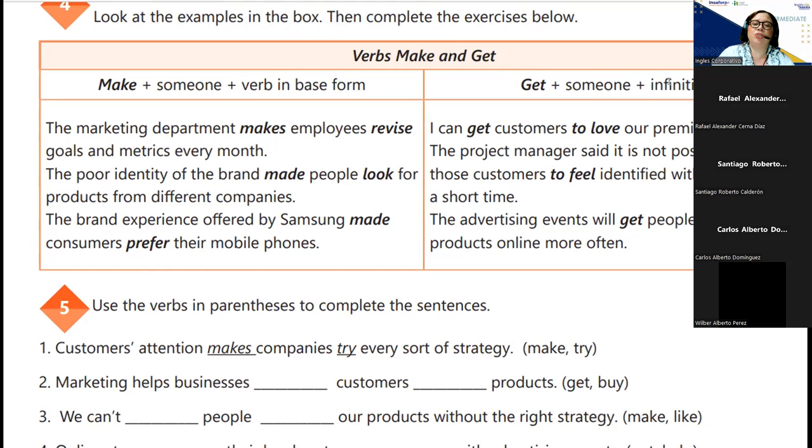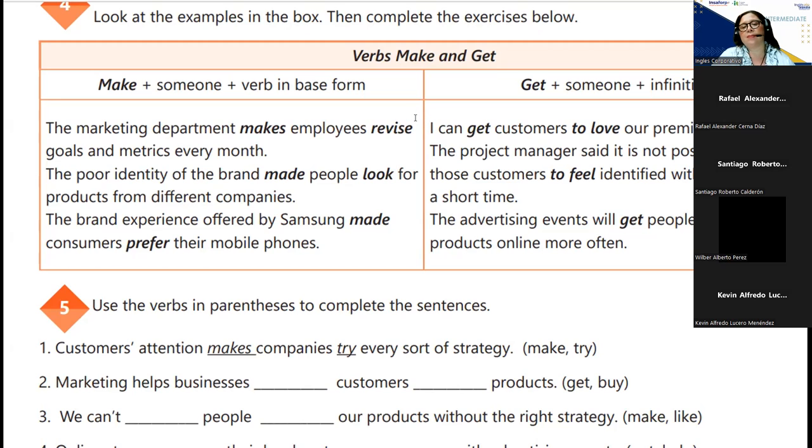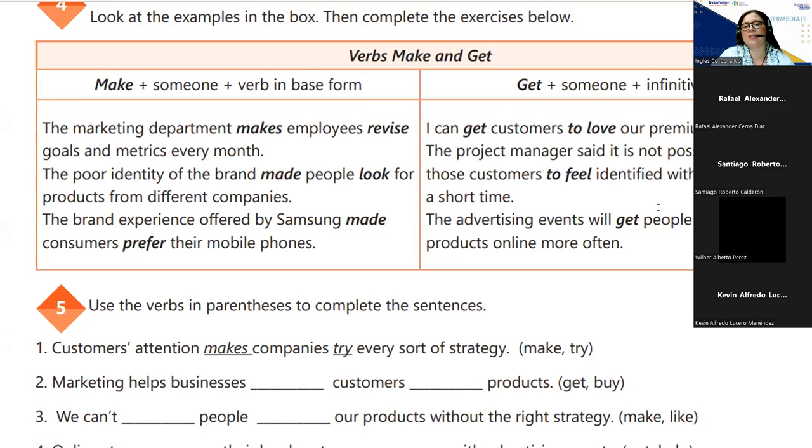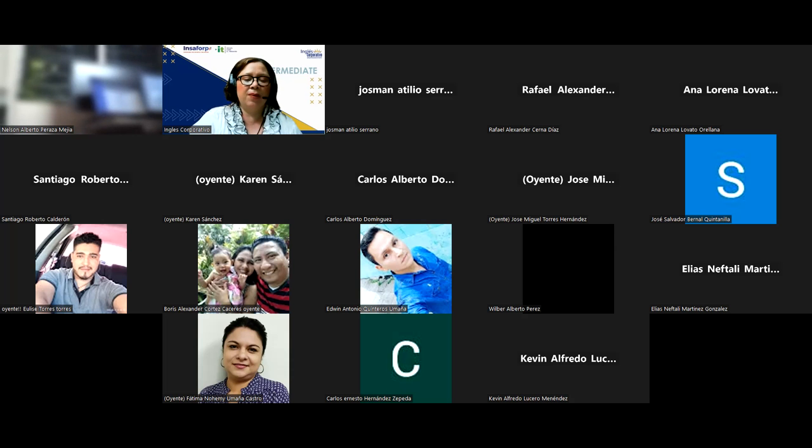So let's read about get plus someone plus infinitive examples. Okay, please go ahead. I can get customers to love our premium service. The project manager said it is not possible to get all those customers to feel identified with the brand in a short time. The advertising events will get people to order products online more often. All right. So if you see here, we use the infinitive with the word to: get customers to love, get all those customers to feel, get people to order. Okay. So let's go to do our written exercises right there on page 28.